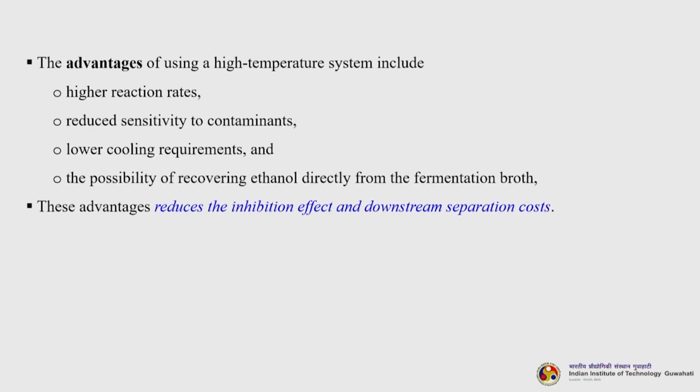Now, the advantages of using a high temperature system include higher reaction rates, reduced sensitivity to contaminants, lower cooling requirements, and the possibility of recovering ethanol directly from the fermentation broth, because it is at an elevated temperature and mostly in the vapor phase. Okay. Easy to collect it. Now, the advantages are that it reduces the inhibition effect and the downstream separation cost.